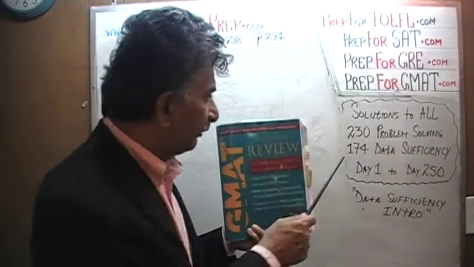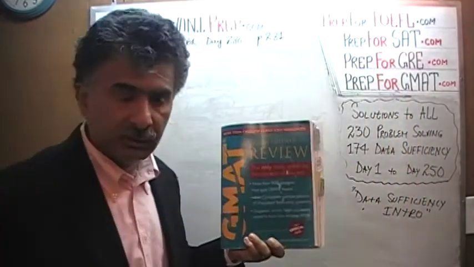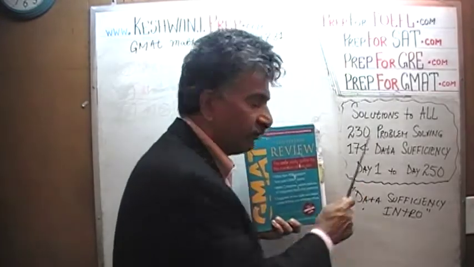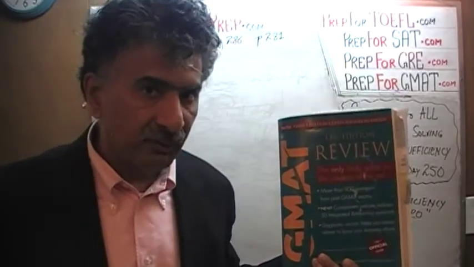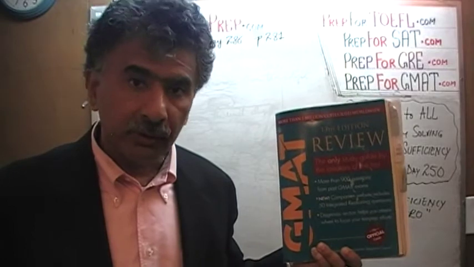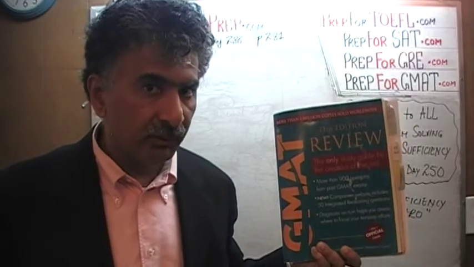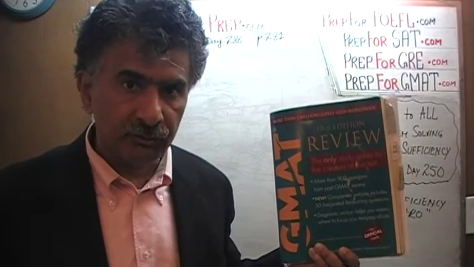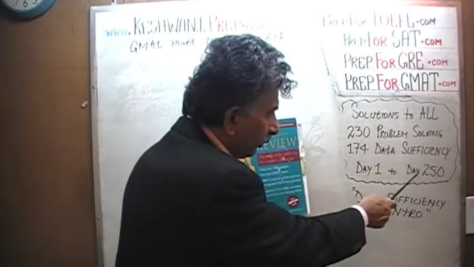The book contains 230 problem-solving questions. It has 174 data sufficiency questions. We have already solved every single math problem from this book. If you're interested in watching any of the original solutions to the problems, you will find them from day number 1 through 250.